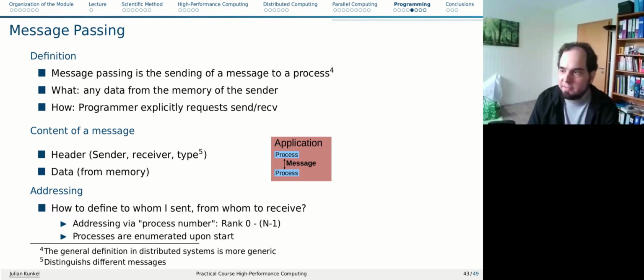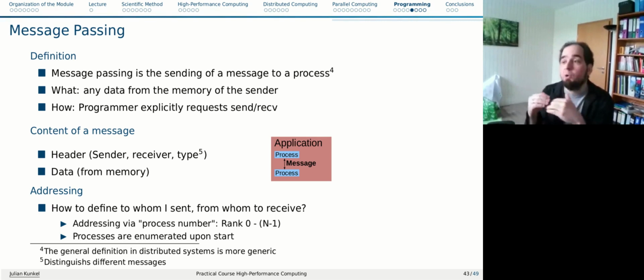Then you have other concepts that you will learn this week, such as message passing, where you send a message which contains a header, like the sender, the receiver, and certain data types that you send, and the data from memory to another program. And here, as a programmer, you have to explicitly say, I want to receive a message, like an email, for example, or I want to send a message with certain data. So this is now explicit. It's not automatic as before.